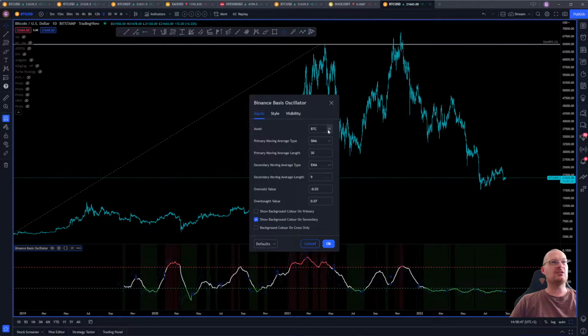If you look at the settings, here you can choose Bitcoin or Ethereum. So basically from this ratio it will take then a moving average.